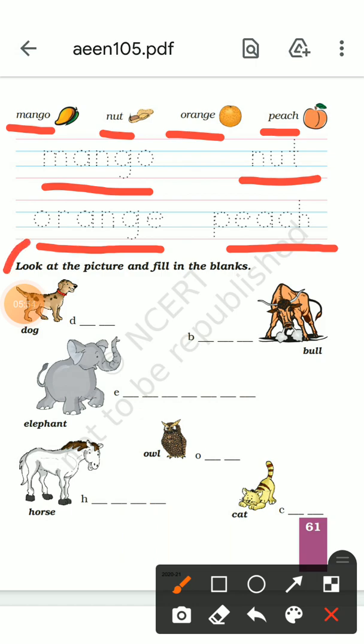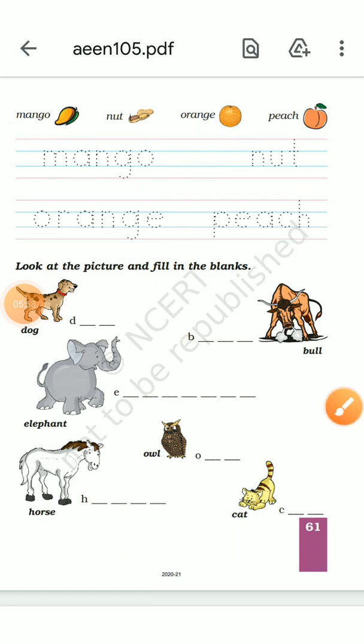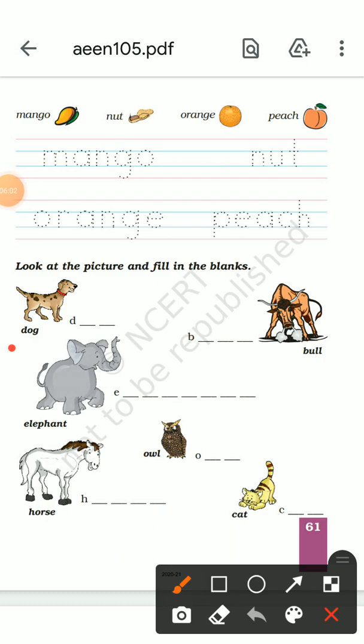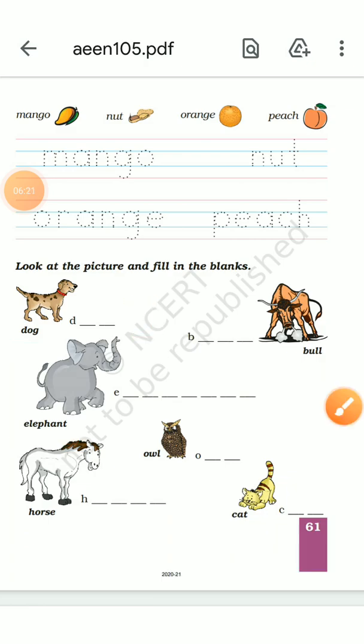The next we have, look at the picture and fill in the blanks. Alright, look at the first picture. What is this? This is a dog. This one is a bull. This is an elephant. This is an owl. This is a horse. And this is a cat. What do we have to do here? We have to fill the given blanks. One blank is given here.